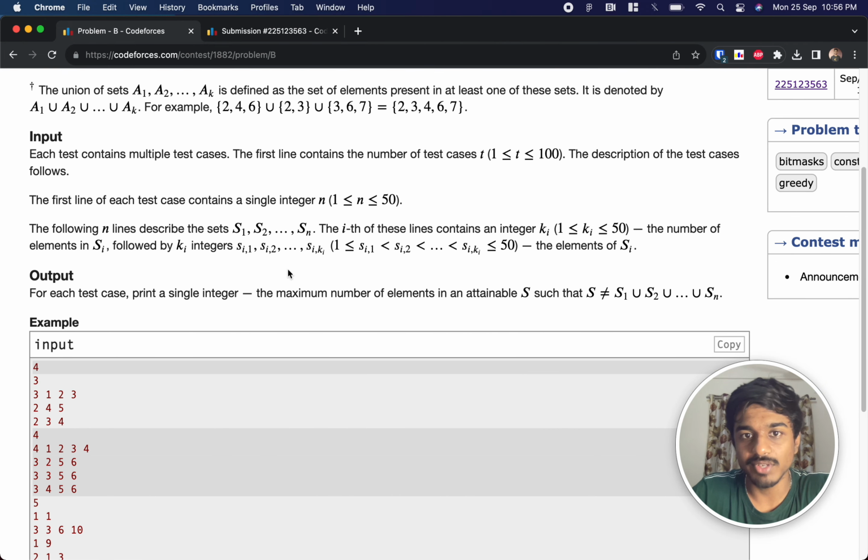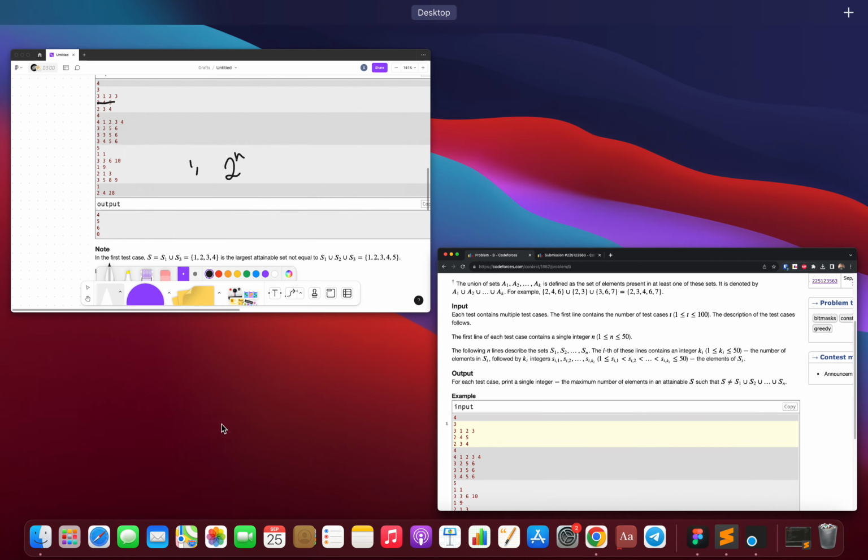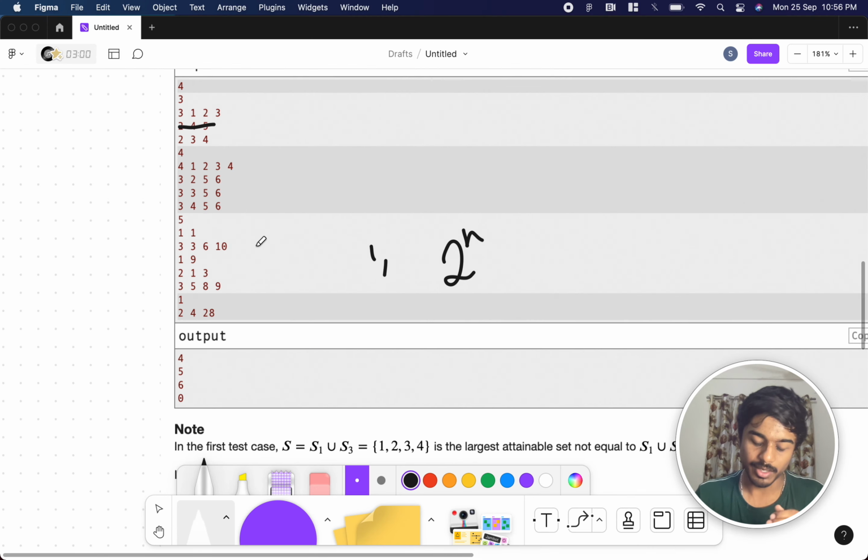In the constraints we understand that n can go till 50. There are 50 rows. 2 power 50 is not possible. 2 power 50 combinations. But here they are telling that k value is what? The first number represents how many numbers are there in the set. This can be 50 numbers, fine. And each of the values will be from 1 to 50 only. So I very well know that I cannot remove one set. I have to remove multiple sets, and multiple sets can have multiple combinations, so that is not possible.